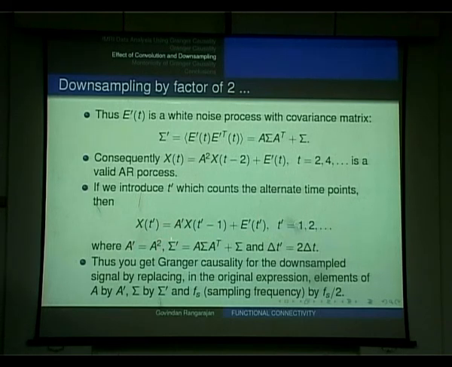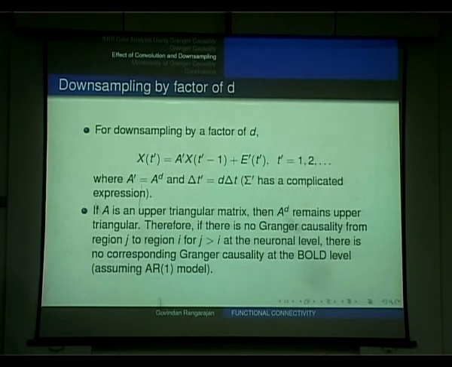is replaced by A squared as far as the original process is concerned, and your covariance matrix of the noise is replaced by this complicated expression, and you have this downsampling. That is, you are measuring only every second term. So this is what you get. If you then translate it to Granger causal quantification, you have to replace A by A prime, where A prime is given by A squared, sigma by sigma prime, and Fs, the sampling frequency, by Fs by 2. So that is the change you get by downsampling.